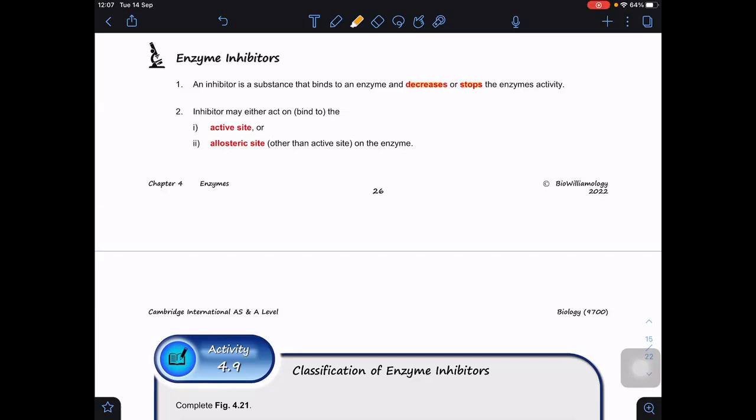Therefore, the inhibitor concept is mostly used in drug development. We want to stop a particular enzyme from making us sick or making us have a certain disease. Okay, so the inhibitor can either bind to the active site or bind to the allosteric site. The term allosteric site we have used before when we talked about enzyme activators. Let us look at the difference and how we classify these inhibitors.